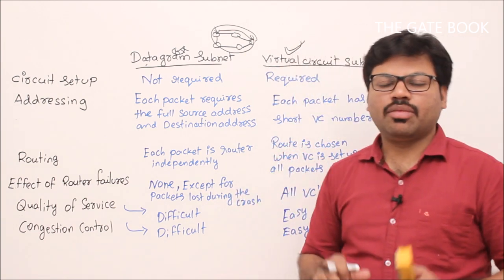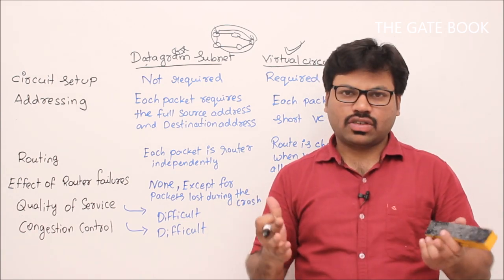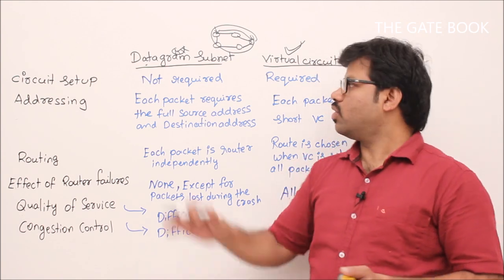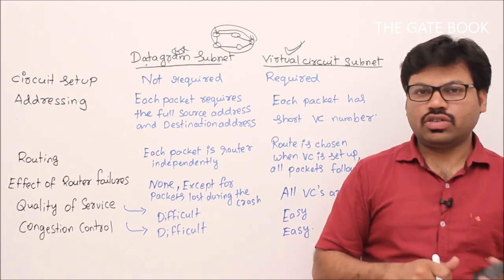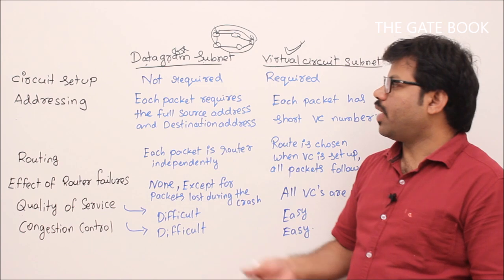So remember one thing, in the world there are two kinds of networks. 90% of the networks support packet switching, also known as datagram subnets, and other subnets are called virtual circuit subnets. So already we have seen the two models, right? Now we will see the comparison.